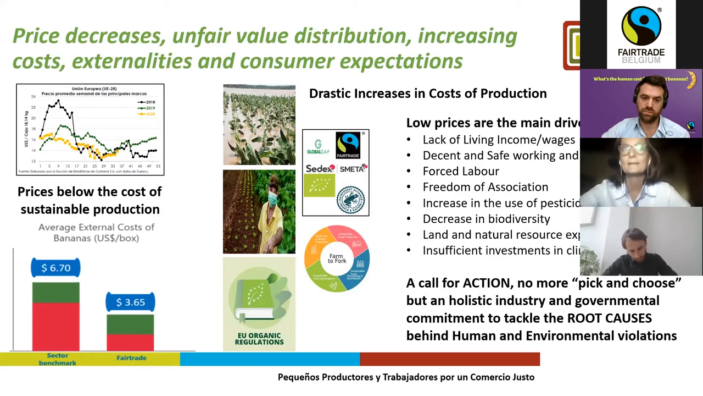Kuhn always said that we were able to show that simple tools such as Fairtrade minimum prices, premium, and social and environmental standards can definitely reduce these externalities. And we have shown that with the Fairtrade tools, we are able to reduce the externalities up to 45%. Next slide.